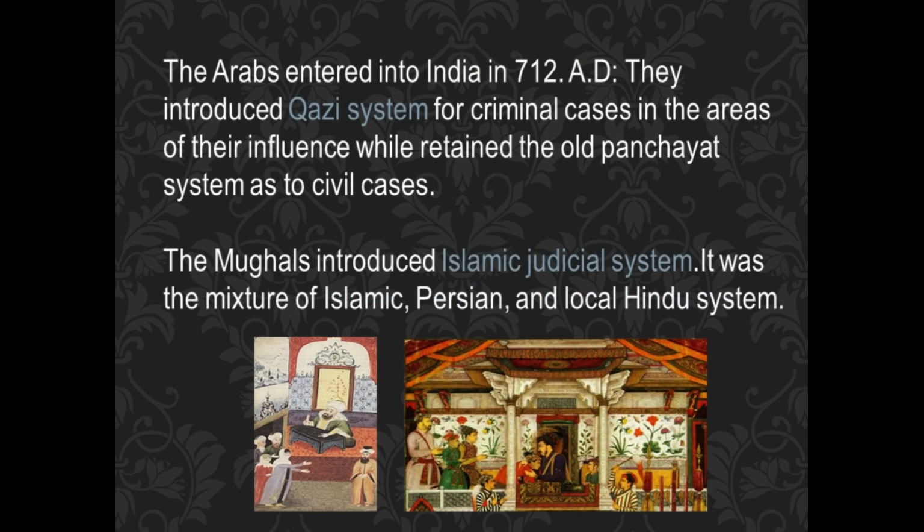The Arabs entered India in 712 AD. They introduced the Qasi system for criminal cases in the areas of their influence, while retaining the old Panchayat system for civil cases. The Mughals introduced the Islamic judicial system. It was a mixture of Islamic, Persian and local Hindu systems.